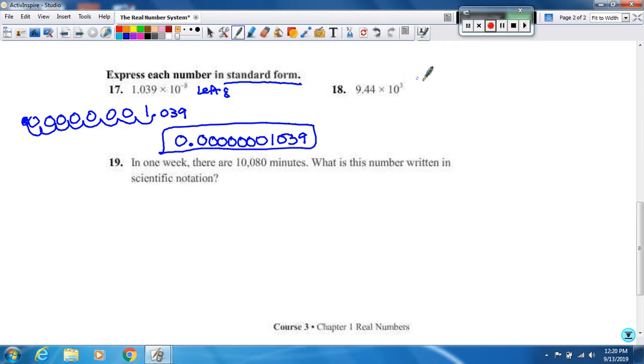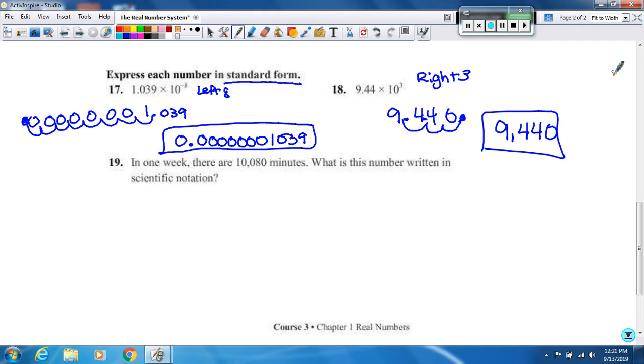And this one is positive, so it's saying right 3. So 9.44, when you go to the right 3, you have to put a 0. The decimal is going to be at the end. So 9,440 is going to be the answer on that one.